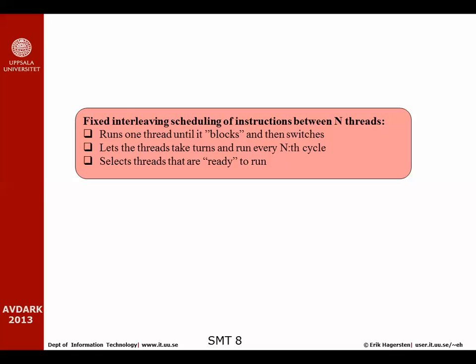So if you use the scheme called fixed interleaving scheduling of instructions between n threads, which of these statements are true? One or more of them can be true. So it's the middle one. It lets threads take turns and run every nth cycle.